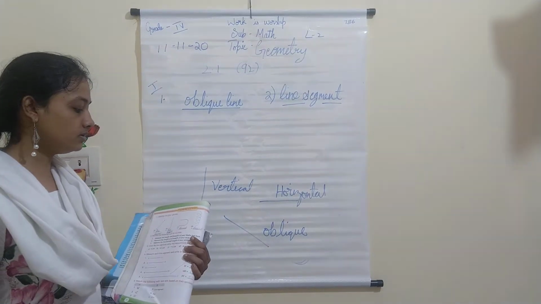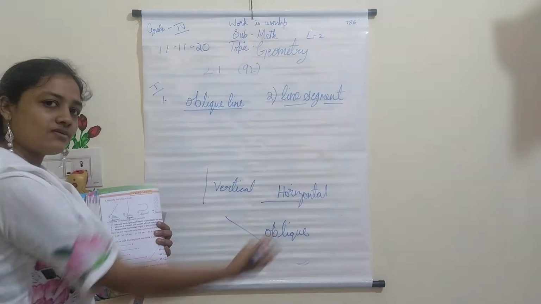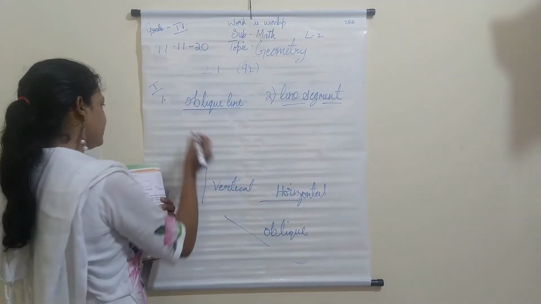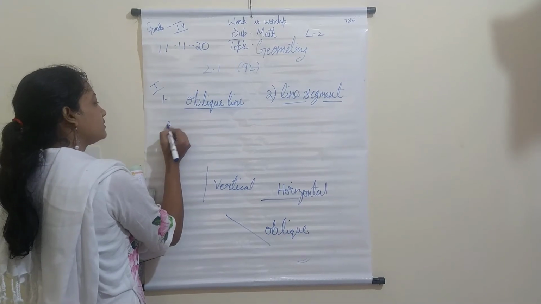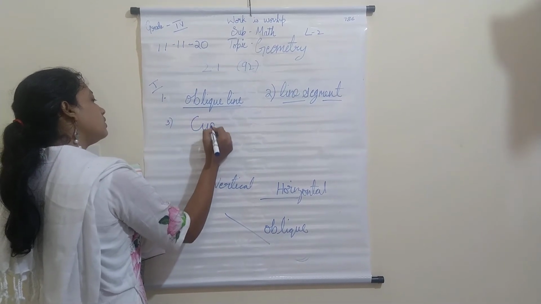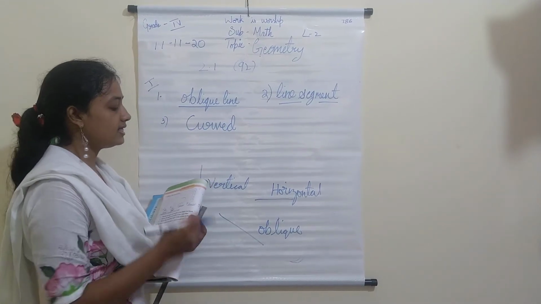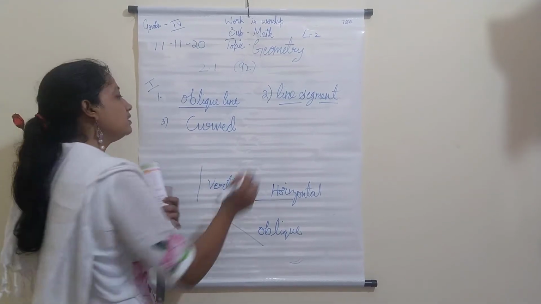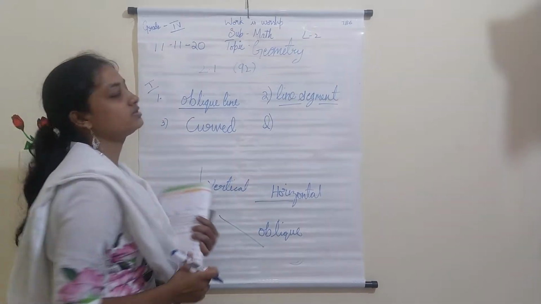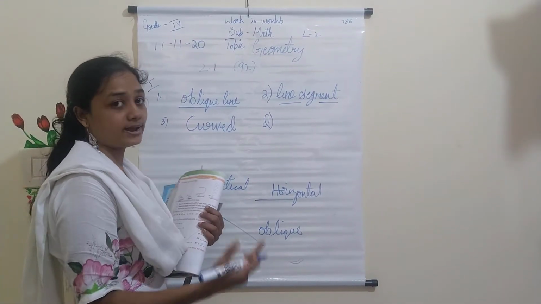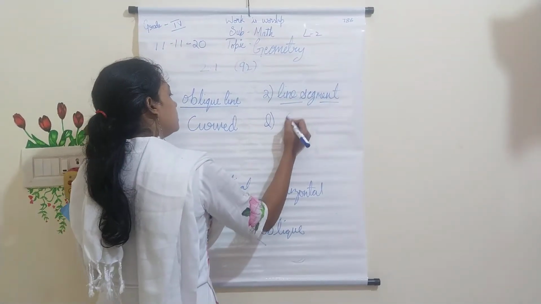And the third one, you can see a curved line. So the name is curved line. C-U-R-V-E-D, curved line. And the D one is also a curved line because it is not straight, it is bent. So it is called a curved line.